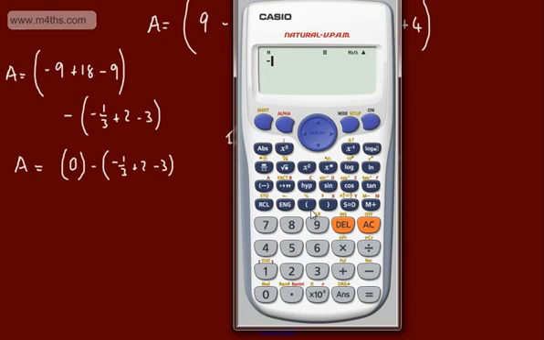So we want now minus, then we've got now minus 1/3. So let's do minus 1/3 plus now the 2. And then minus 3. Or I could have just done minus 1. And that's going to give us that 4/3. Okay, so you can see it does exactly the same.